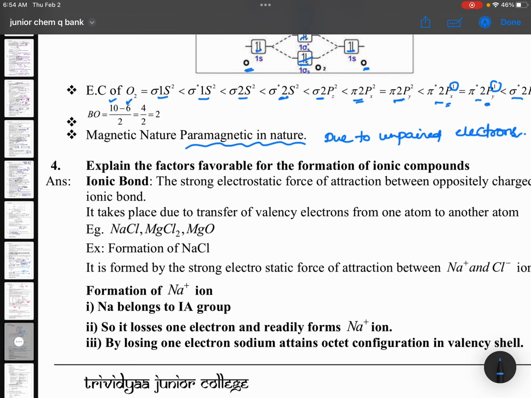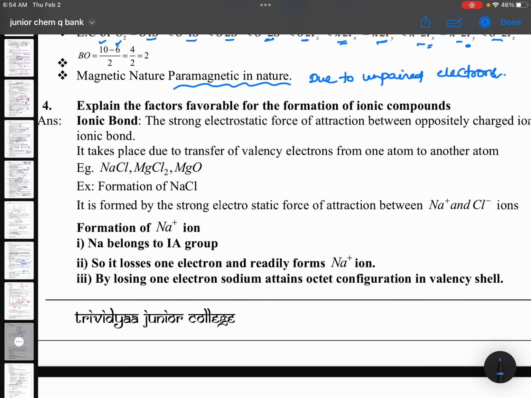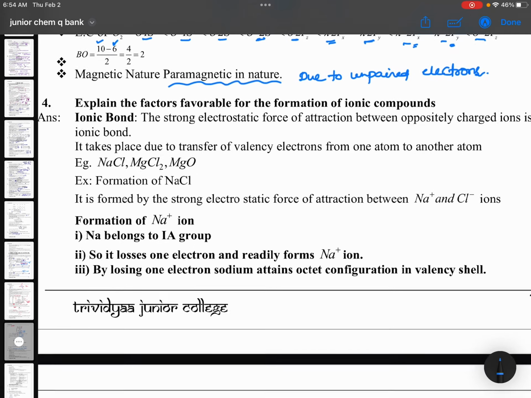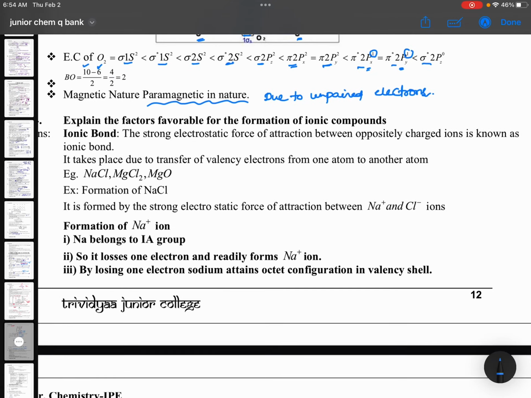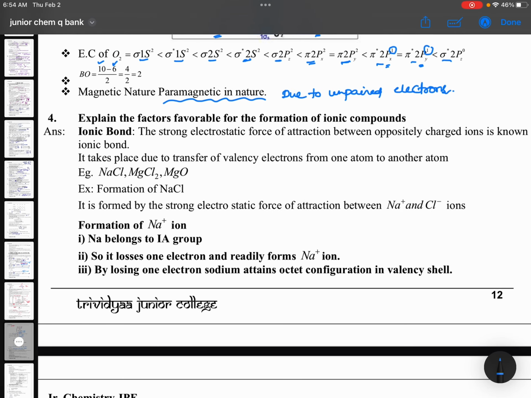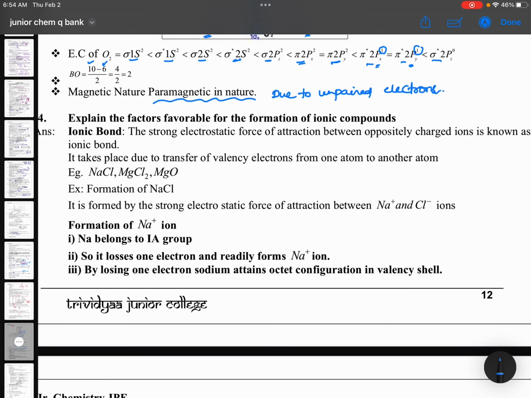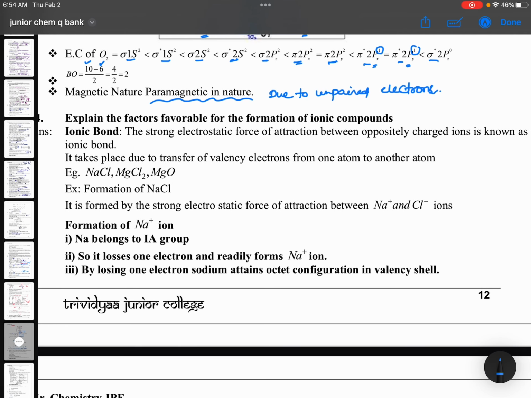Fine. Question number 4: explain the factors favorable for the formation of ionic compounds. Okay, no jar time again. Take a break, no problem. Play button, pause it for some time. You have learned 3 long answers, very, very important.